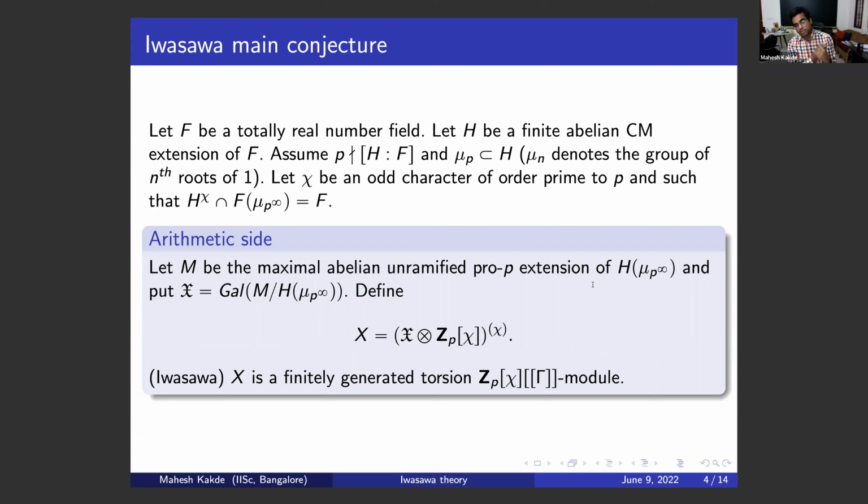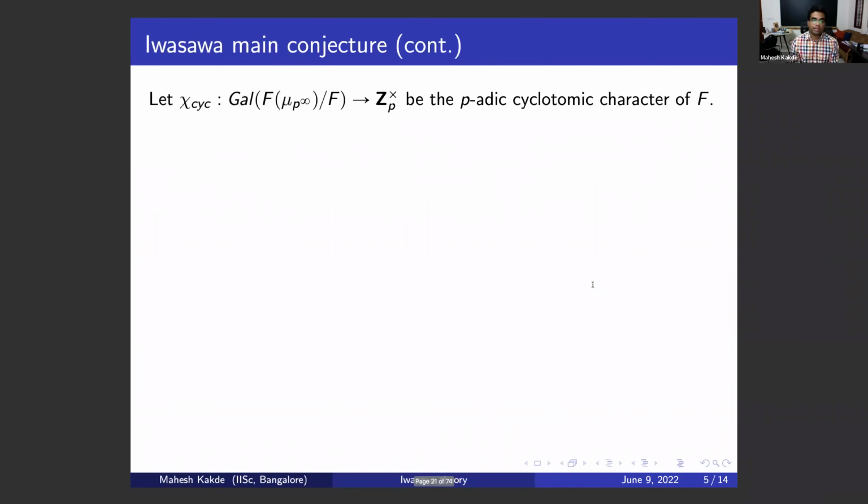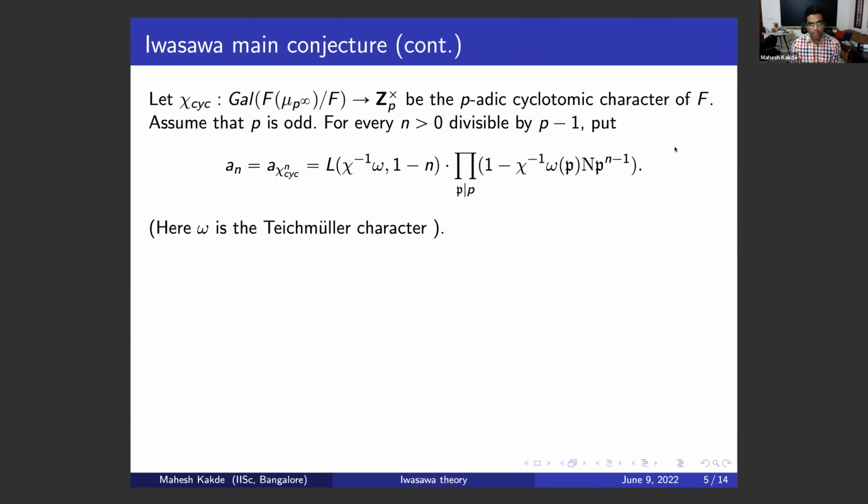So I can attach a characteristic ideal to this X, and now I want to describe a specific generator of this characteristic ideal using L values. So what are the L values in this case? χ_cyc is the p-adic cyclotomic character of F. And what is my set A? A is all powers of this cyclotomic character, χ_cyc^n, where n is divisible by p minus 1. So these are all positive powers divisible by p minus 1 of this cyclotomic character.